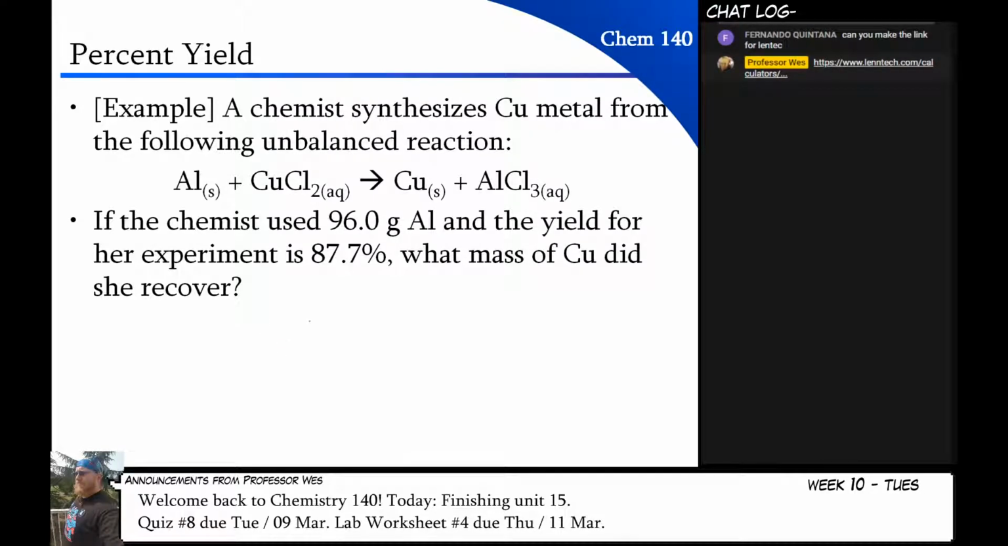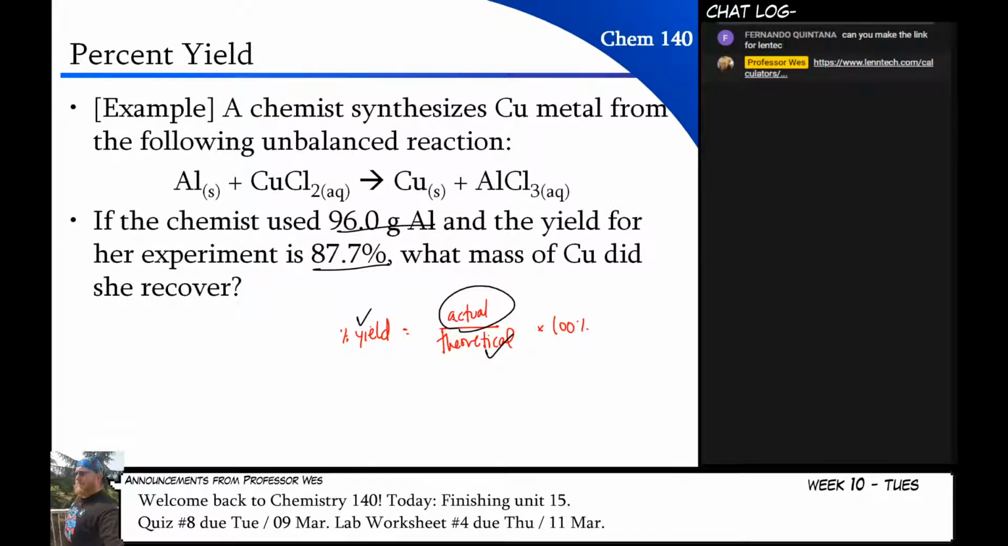Well, I'm going to start you by giving you a hint. So let's write the percent yield formula. And then let's identify what terms we know. So we know her percent yield, so you know that number. And if you use this much aluminum, you could calculate the theoretical yield. So this question is asking what mass of copper was recovered. So you're going to solve for this actual yield.